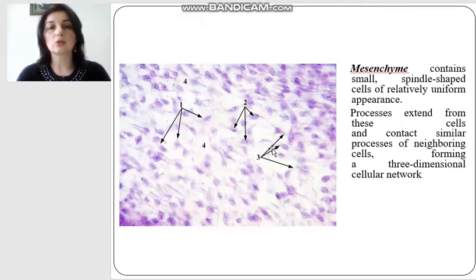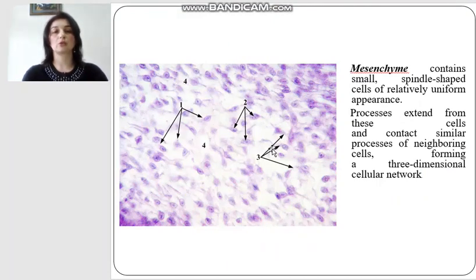And here you are looking at the histological section, a micrograph of the mesenchyme. Here we can see pale-staining, elongated, fusiform cells. They have processes in three-dimensional view, and they connect with each other to form a network.